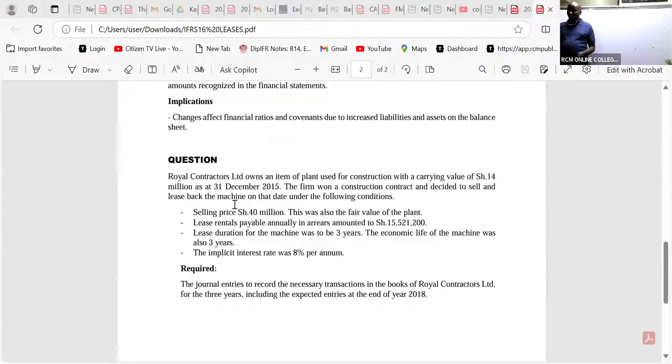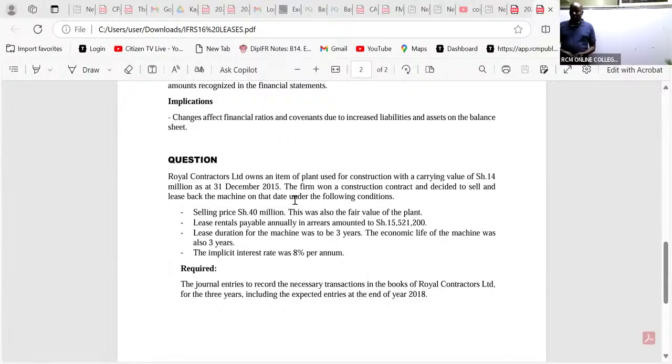We are told the Royal Contractors, we can take a snapshot of this. Royal Contractors Limited owns an item of land used for construction with a carrying value of 14 million as at 31st December 2015. The firm won a construction contract and decided to sell and lease back the machine on that date under the following conditions. The selling price is 40. This was also the fair value of the plant.